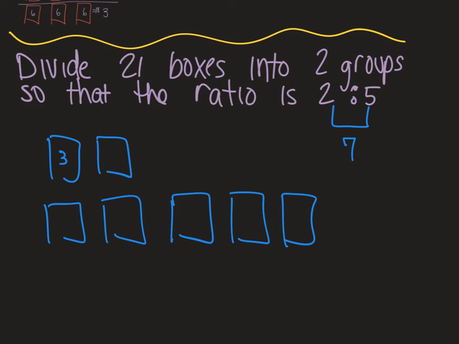Okay, so wouldn't I have 3 in each group? 3 boxes, 3 boxes, 3 boxes. Let's just double check. 3 times 7 is 21, yeah. I got 2, and I got 5. So I need a group of 6, boom, and I need a group of 3, 6, 9, 12, 15. There we go, 6 and 15. Woo, those are my answers.